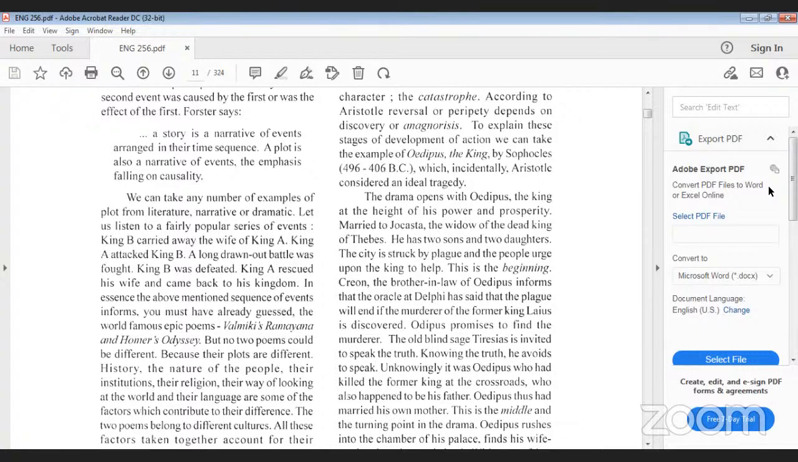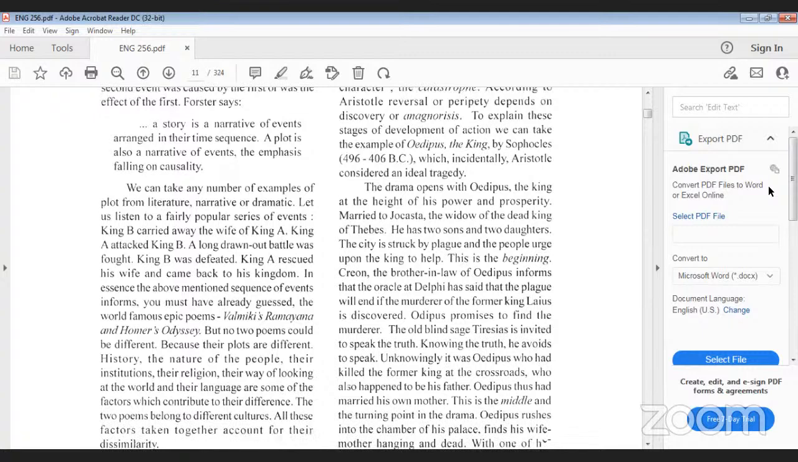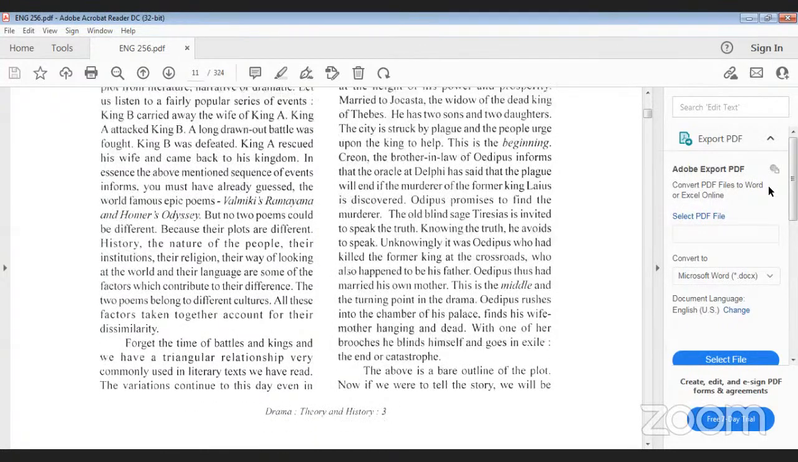We can take any number of examples of plot from literature, narrative or dramatic. Let us listen to a fairly popular series of events. King B carried away the wife of King A. King A attacked King B. A long drawn out battle was fought. King B was defeated. King A rescued his wife and came back to the kingdom. In essence, the above mentioned sequence of events informs... You must have already guessed the world famous epic poems, Valmiki's Ramayana and Homer's Odyssey. Okay, but the two poems could be different because their plots are different.